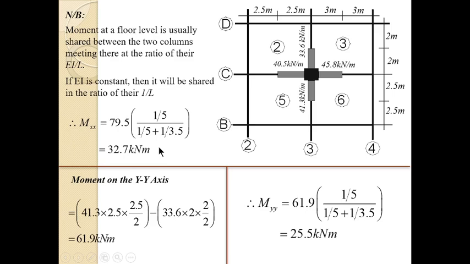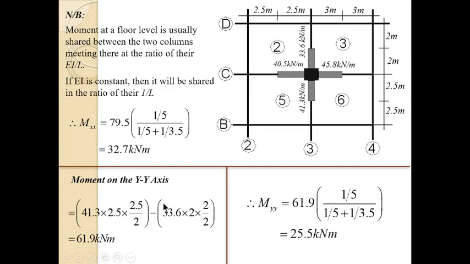If you follow that pattern in the y direction, the y axis, which is this axis, you have a moment of 41.3 acting at a distance of 2.5. You have a moment of 33.6 kilonewton meters acting at a distance of 2 meters. So this is what you have. This is the 41.3, the bigger one, and this is the distance of the moment, which is half of this distance.